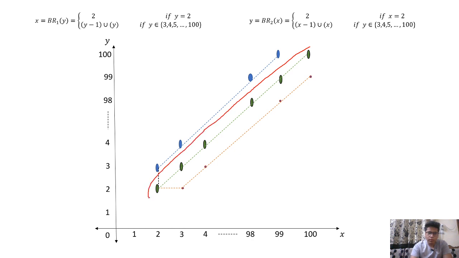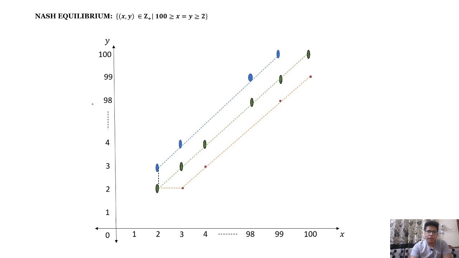So this is my entire set of Nash equilibria, because the two best responses are intersecting at these points. So my Nash equilibria says that (x, y) belongs to the set of positive integers such that x and y have to be equal, less than or equal to 100 and greater than or equal to 2. So this is the solution of this question.